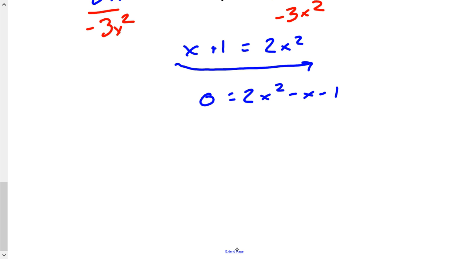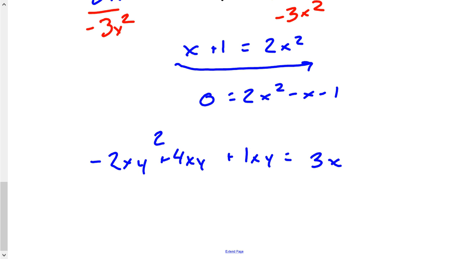Let's do another one here. This will be negative 2xy plus 4xy plus 1xy. And we'll say it's equal to, these will all combine together. So negative 2 plus 4 is 2, plus 1 is 3xy. Okay.